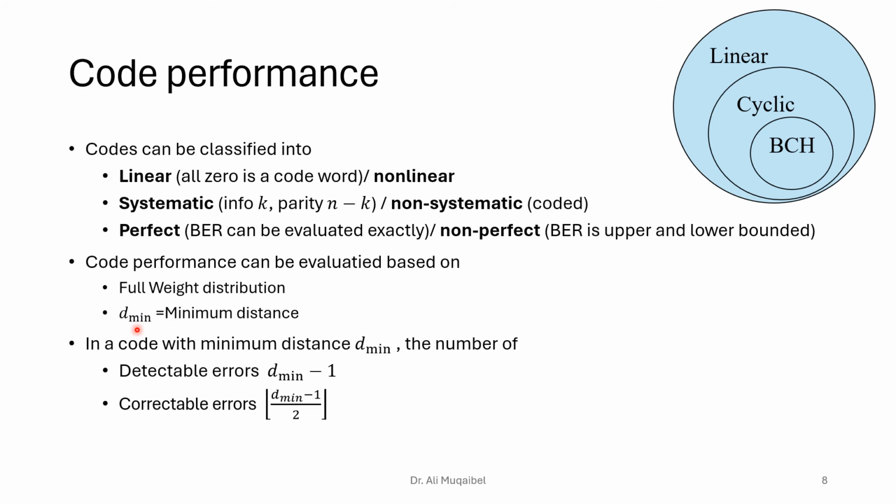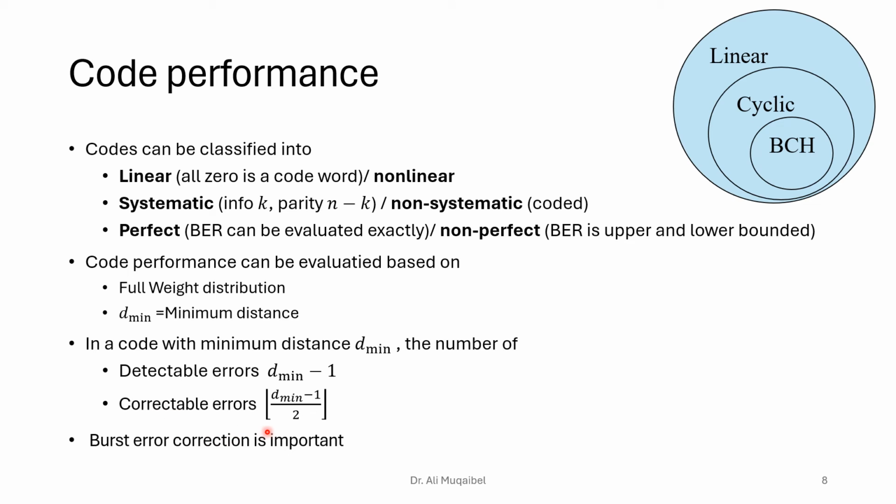We look at d minimum. Remember that in a code with minimum distance d min, the number of detectable errors is d min minus 1, and the number of correctable errors is (d min minus 1) divided by 2. Of course, you take the floor if you have a fraction.